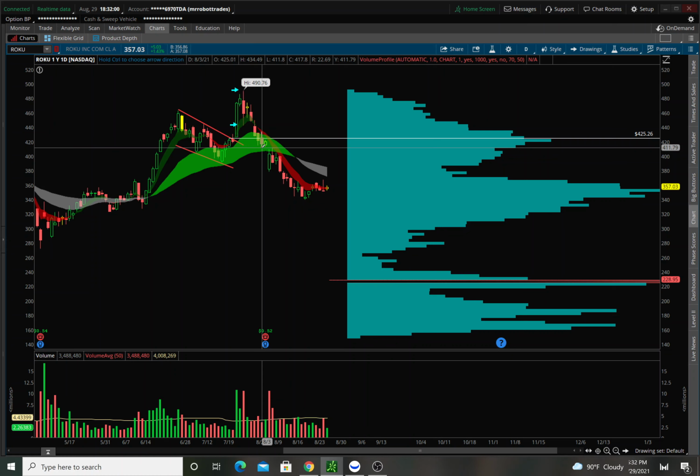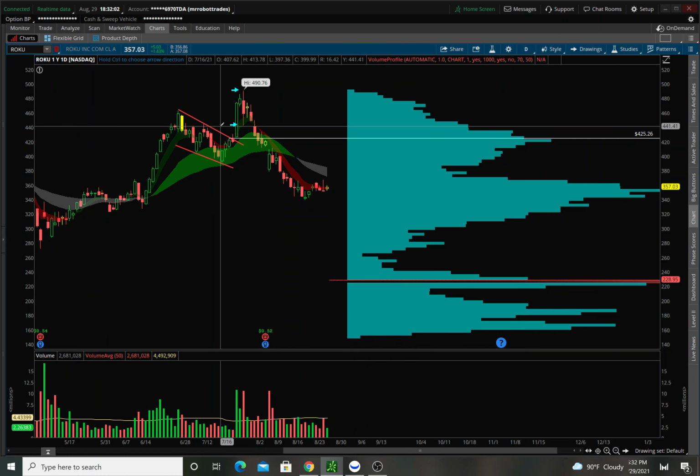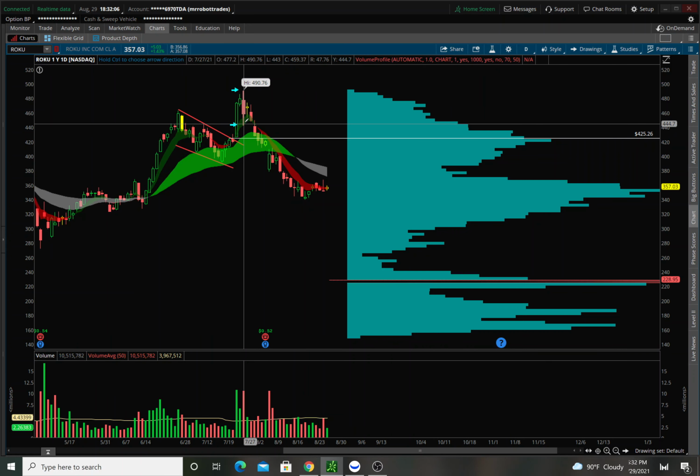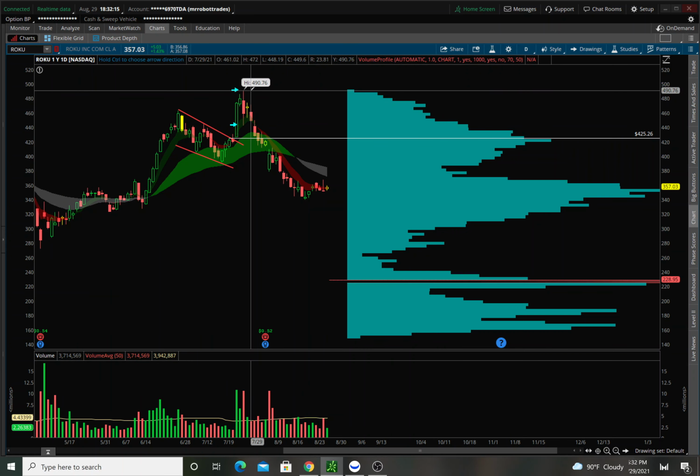So don't make this too complicated. It does not need to be complicated. All you're looking for here is there are people that have gone long down here, and they are probably going to use this as their stop loss, this 443. There are people that have gone short up here, or gone long at 490, and they are going to use this if they're short as their stop loss.